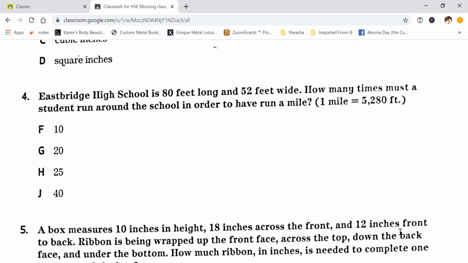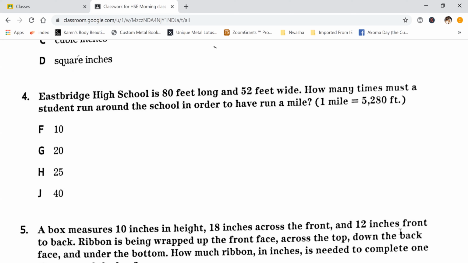So now they're telling you in the parentheses that a mile is 5,280 feet. So first you have to figure out how many feet they are going to travel by running around the high school. So how are you going to figure that out? Is this an area question or perimeter question? Perimeter. This is perimeter, right?